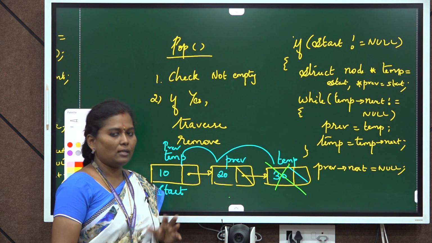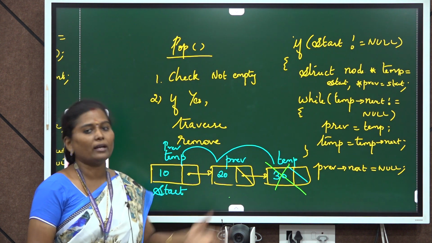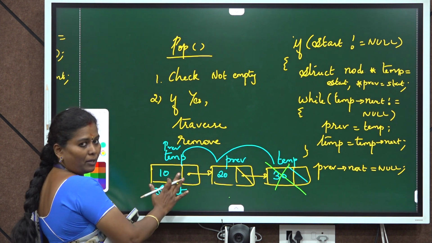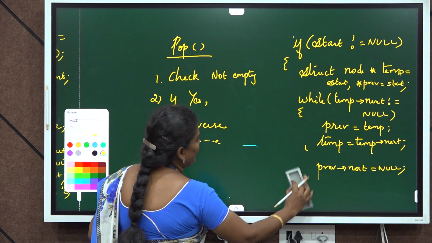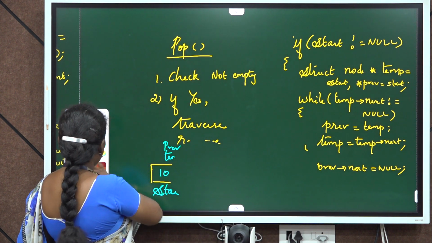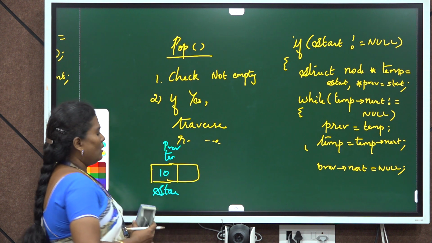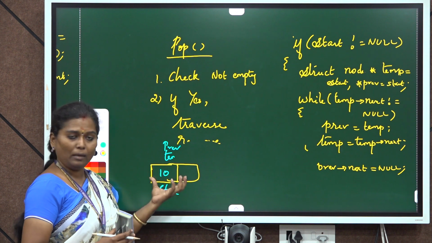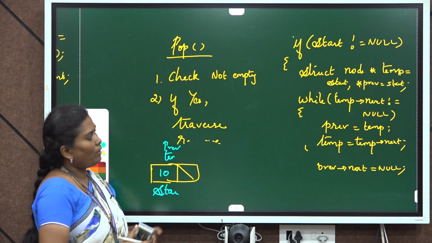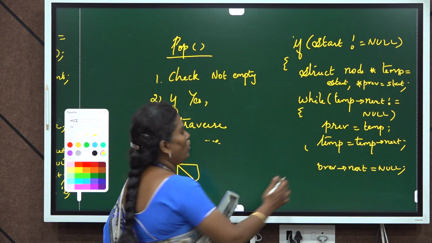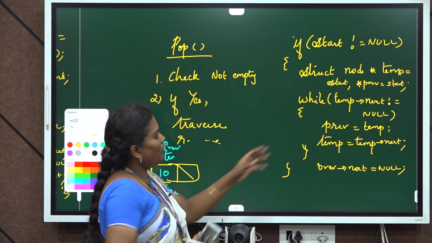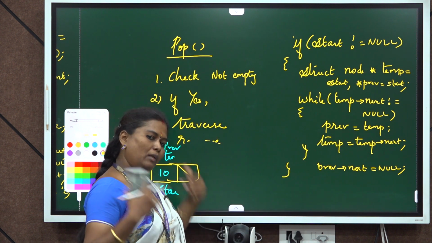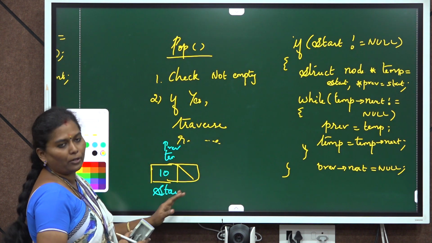But in each and every case, we are going to consider all the boundary conditions. So when we look into a boundary condition, if we have a single element, like 10 alone present, start, temp, prev, all these three nodes will be pointing to the same node, right? In this case, when we go with this sort of code, it will not work, because we don't have anything to tell about the next of temp and prev, because all the three nodes are pointing to the same node.